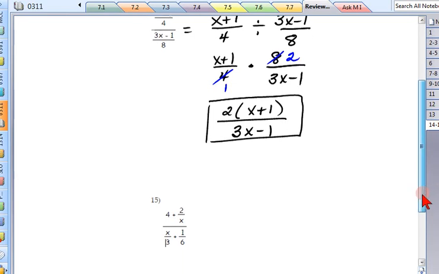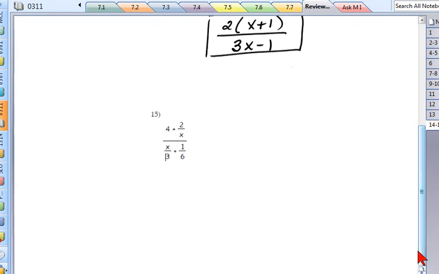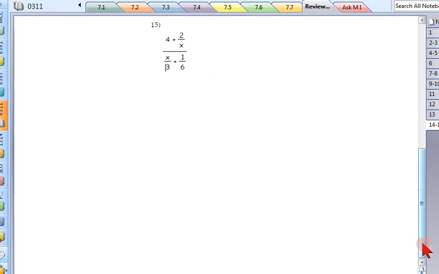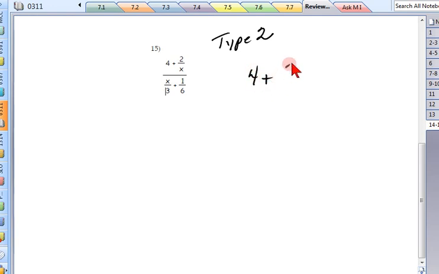Okay, type 2, number 15. And they will be in this order on the test as well. Are you gonna ask what type? No. This is type 2 because it has a sum and or a difference. And by the way, this little mark in front of the 3, I have no idea what it is. I couldn't make it go away. It's not a 13. It's just a mark. So, since this is type 2, let me write it right here. It is 4 plus 2 over x over 3 plus 1/6.